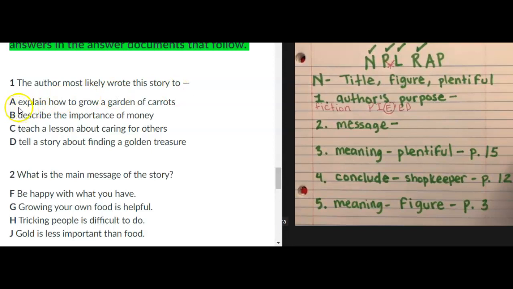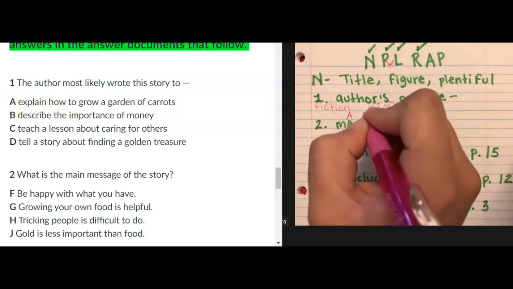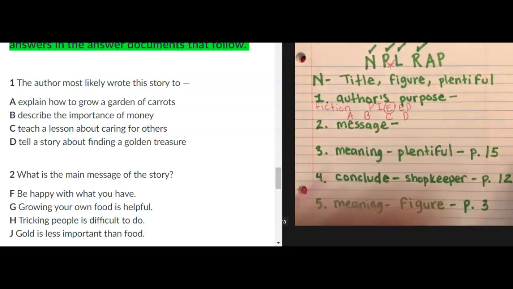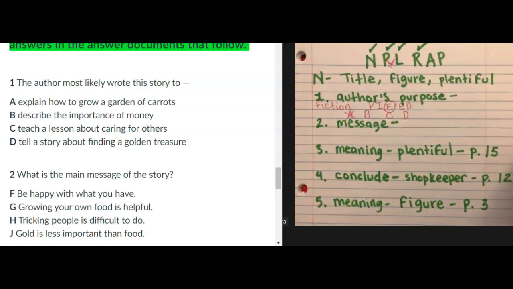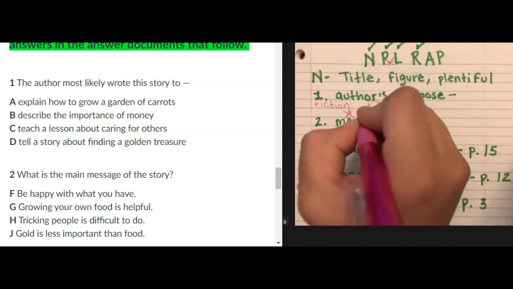So letter A says, explain how to grow a garden of carrots. I don't think that's the correct answer because this is not explaining how to grow a garden of carrots. So I can eliminate letter A and I can write my answers down. I can write A, just a letter, B, C, and D. So I don't think A is the best answer. I'm going to eliminate that answer. B: Describe the importance of money. Well, this story was not talking about the importance of money, so I can also eliminate that answer.